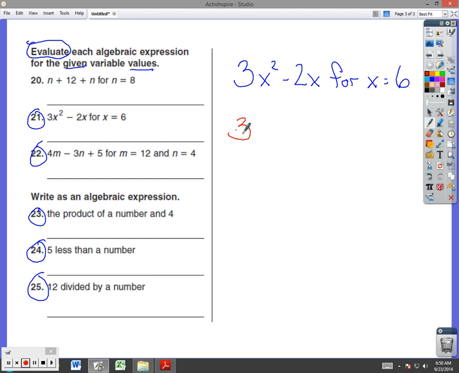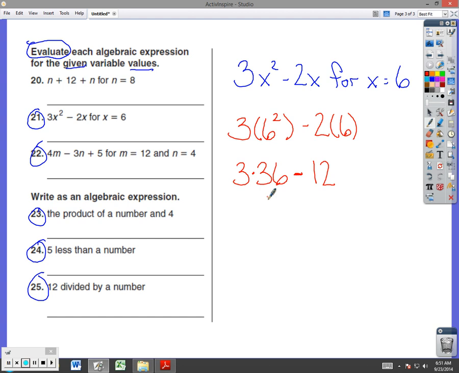So this becomes 3. Now it doesn't become 36, it's 3 times 6, and the 6 is squared. Minus, it's not 26, it's going to be 2 times 6. First thing I'll do, I can do PEMDAS again. Exponents. I have 3 times 6 squared is 36. Minus, I could do the multiplication over here because it's separated by the subtraction sign. 2 times 6 is 12.